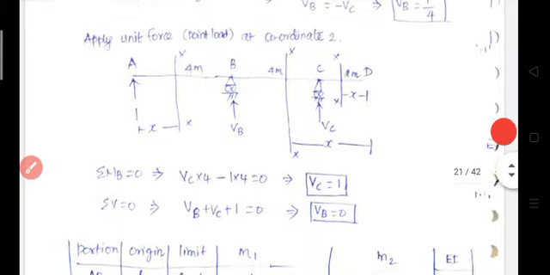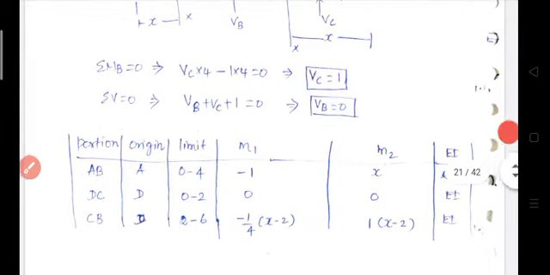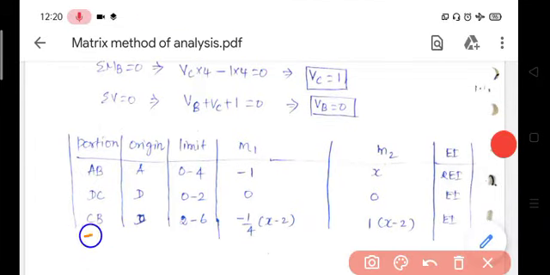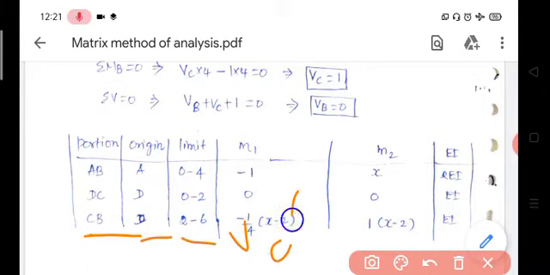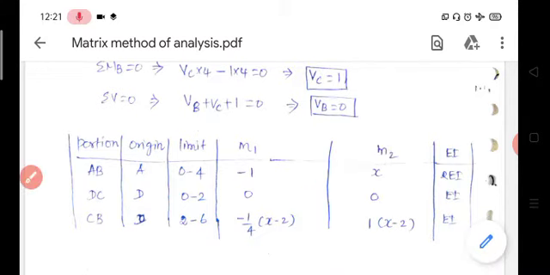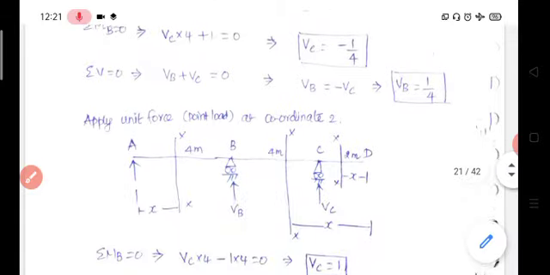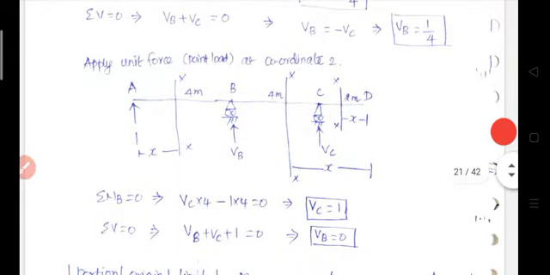So, therefore, for CB, D as origin, limit 2 to 6, the bending moment is equal to VC into x minus 2, where VC is equal to minus 1 by 4. Then for the m2 moment, we have to apply unit force at coordinate 2.